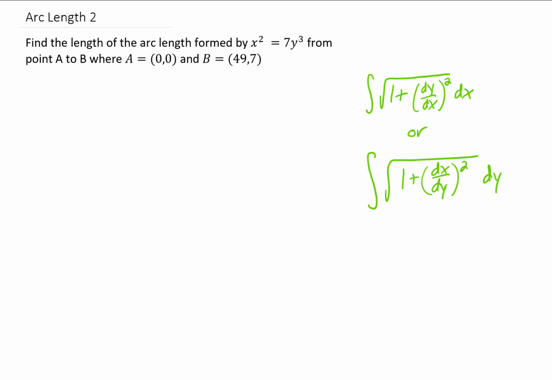In this problem, we have a relation given by x squared equals 7y cubed. And we want to find the arc length of that curve between the points (0, 0) and (49, 7). Now for this problem, we could surely do this using either one of these two formulas.